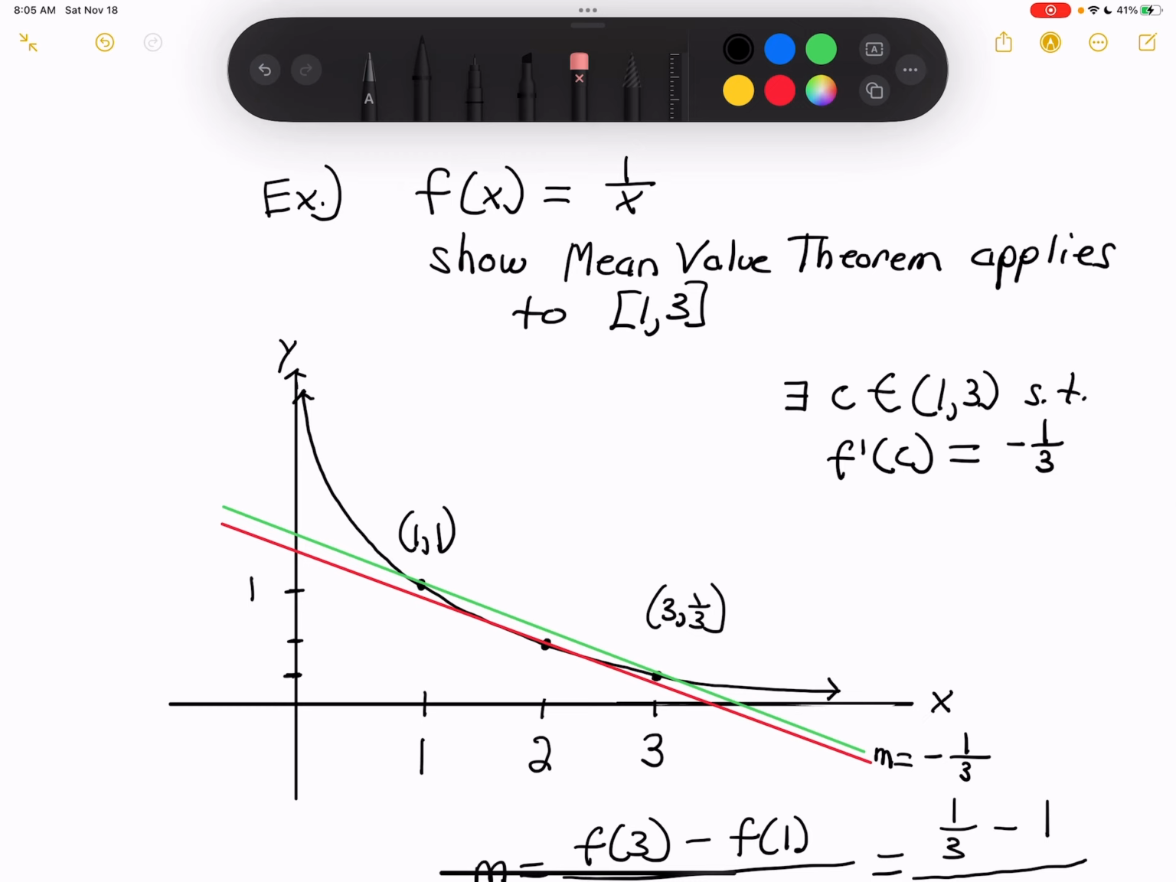We showed there had to exist a c between 1 and 3 such that the slope of the tangent line at that point c was equal to the slope of the secant line, the green, connecting the points (1, 1) and (3, 1/3).